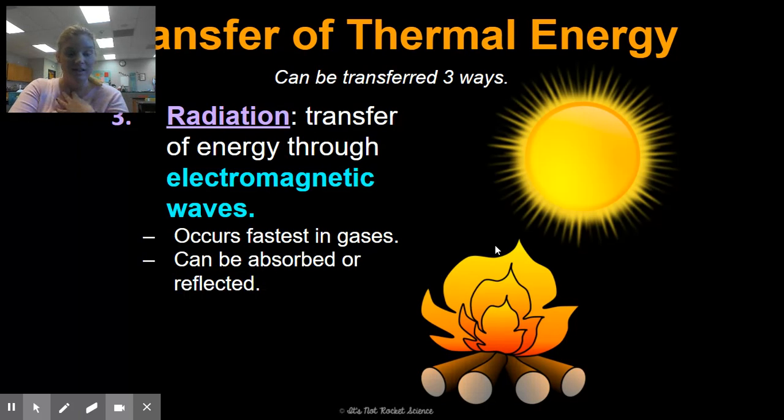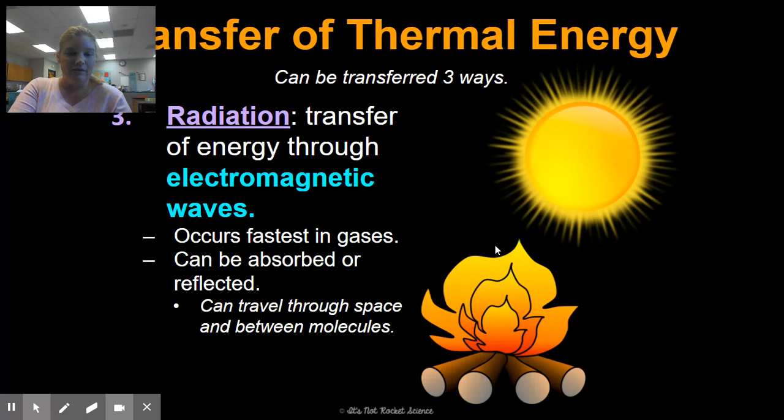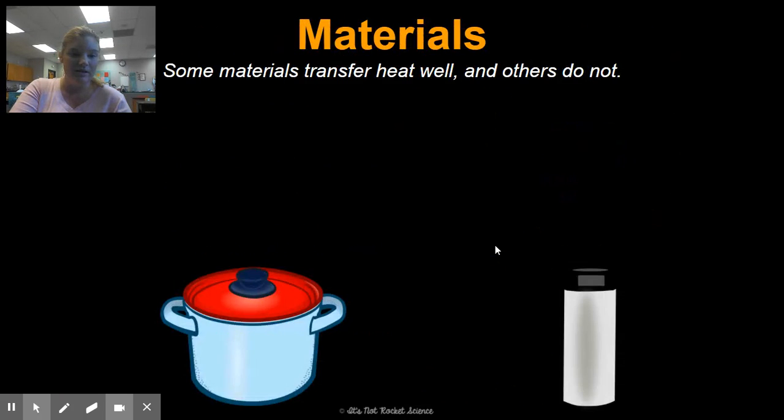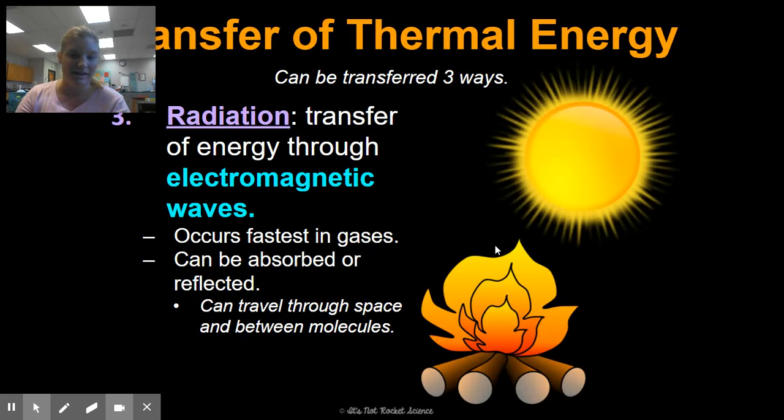So we can absorb the heat from the sun or a fire. When you wear black, you tend to absorb more of the sunlight, and that keeps you warmer. And it travels through space between our molecules. So the reason it travels fastest in gases is because gas particles are farther apart from each other. So there's more space for them to just kind of shoot through, and they don't have to worry about bumping into every single particle along the way like in a solid. So when we talk about it happening fastest in gases, the air around us is a gas. So that's how we can feel heat from a fire coming off of us, or not off of us, but towards us.